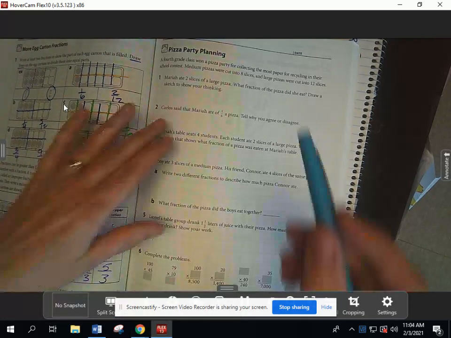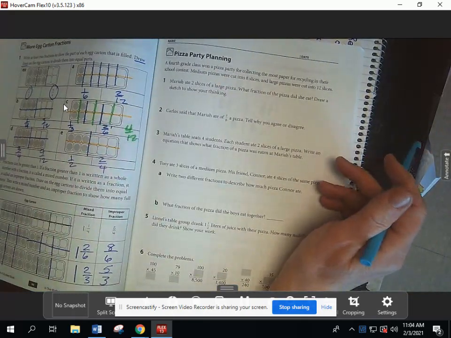Okay, so who would like to tell us about Mariah, who ate 2 slices of pizza? But first of all, we have to go back up here. The 4th grade class won a pizza party.